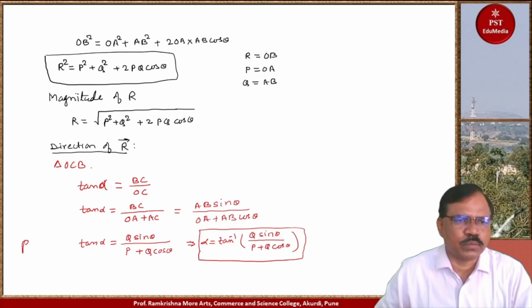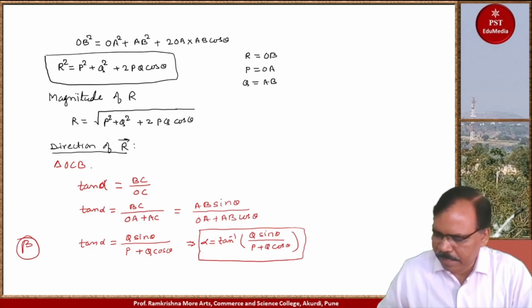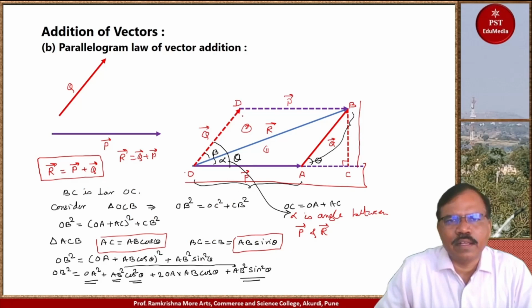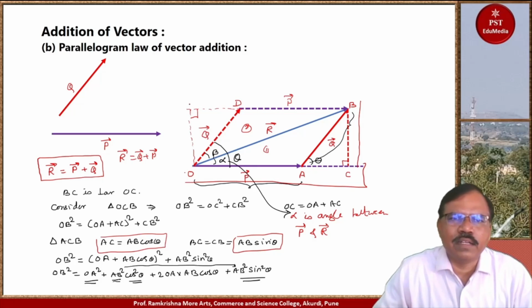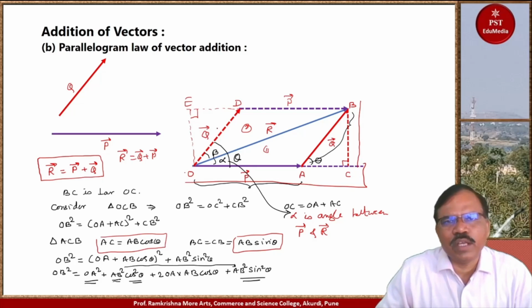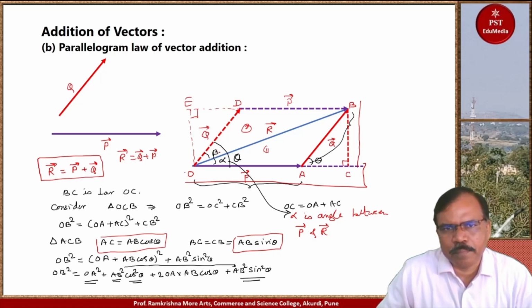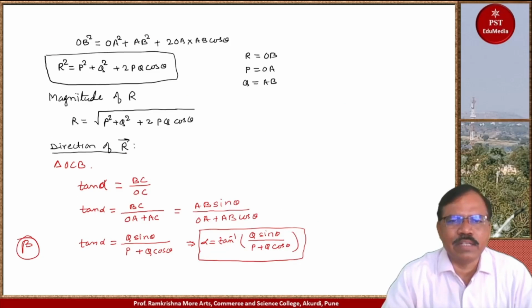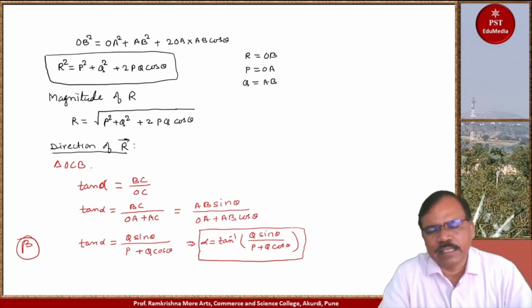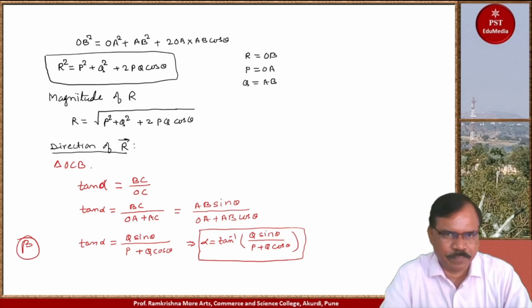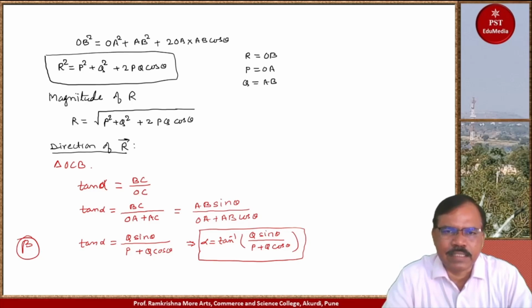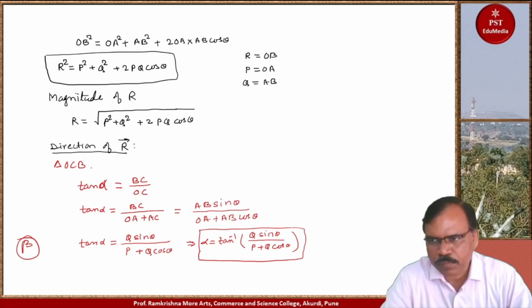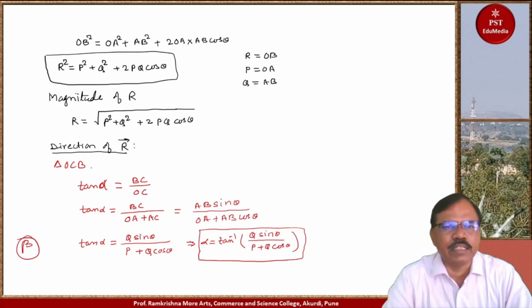You can find beta also. So how can we find beta? Simply extend this in the backward direction, draw a perpendicular on this, and use OD and we can take DE. Use the same approach as before. From this you will get beta equal to tan inverse of P sin theta upon Q plus P cos theta. So in this way you can find the direction of the resultant vector.